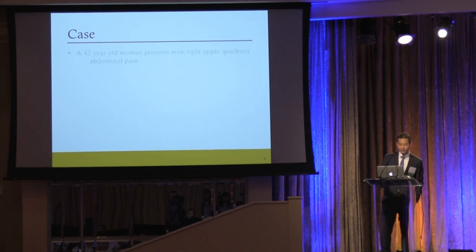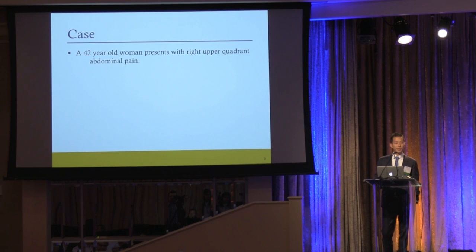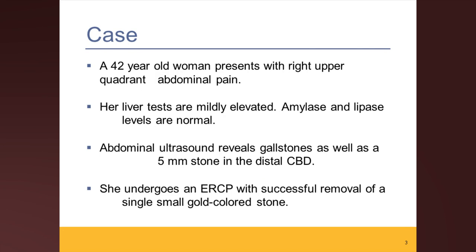So let's start with a case. A 42-year-old woman presents with right upper quadrant abdominal pain. Her liver tests are mildly elevated. Amylase and lipase levels are normal. Abdominal ultrasound reveals gallstones, as well as a 5-millimeter stone in the distal common bile duct. She undergoes an ERCP with successful removal of a small, single, gold-colored stone.